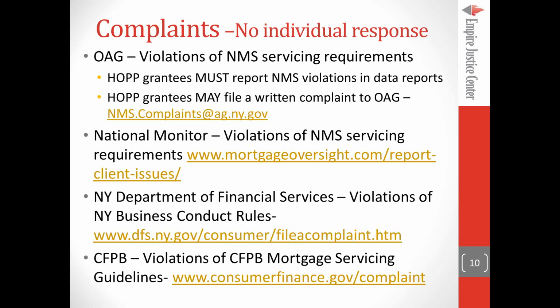And the next one is the Department of Financial Services. That's for violations of the New York Business Conduct Rules. I think that in some ways is very, very important because we don't have a private right of action, so the Department of Financial Services needs to be aware that their guidelines, their rules, are not being adhered to. And then finally, the CFPB, for violations of the CFPB mortgage servicing guidelines. When you're looking at these slides, you should be aware that the most detailed level of servicing requirements is coming from the NMS. The Department of Financial Services Business Conduct Rules are more vague, and quite frankly, the CFPB is probably the vaguest and the broadest coverage.